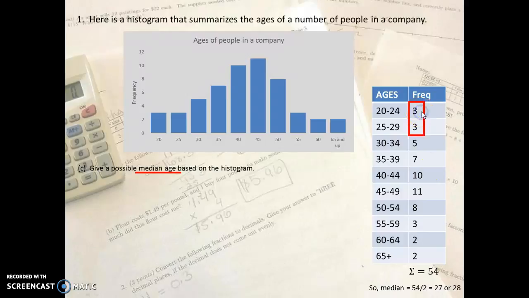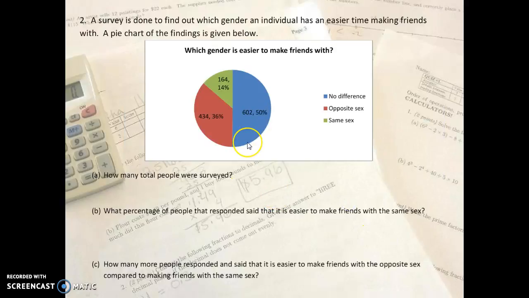Say there's 3 people here. 3 plus 3 is 6, plus 5 is what? 11. Plus 7 is 18. Keep going that process, and eventually you'll get to that number, and you'll say, hey, here's my median. This is where the middle of my data is. Follow those steps. You'll be able to solve number 1, but the critical step, graph to table.